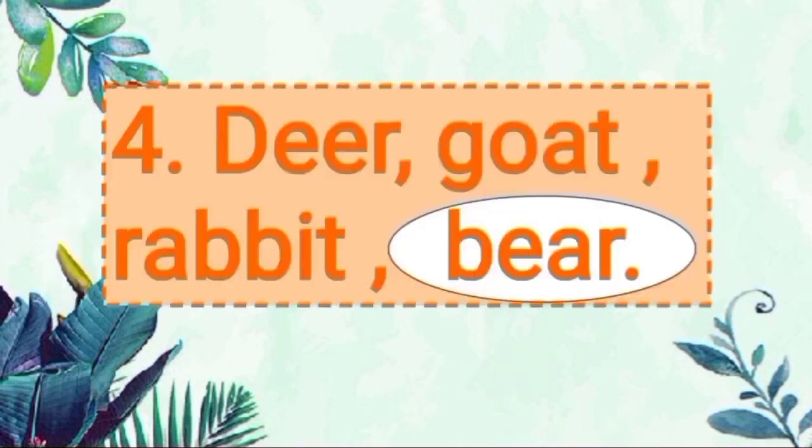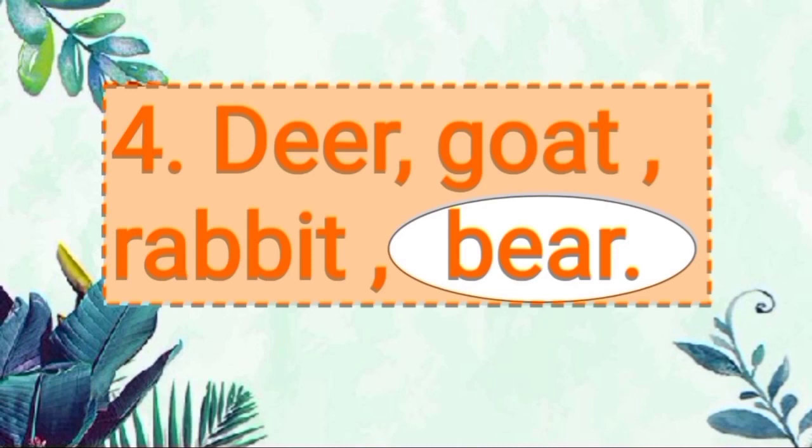Now next, first word D-E-E-R, deer. G-O-A-T, goat. R-A-B-B-I-T, rabbit. And fourth word B-E-A-R, bear. Now here deer, goat and rabbit are examples of herbivorous animals, means animals that eat only plants.